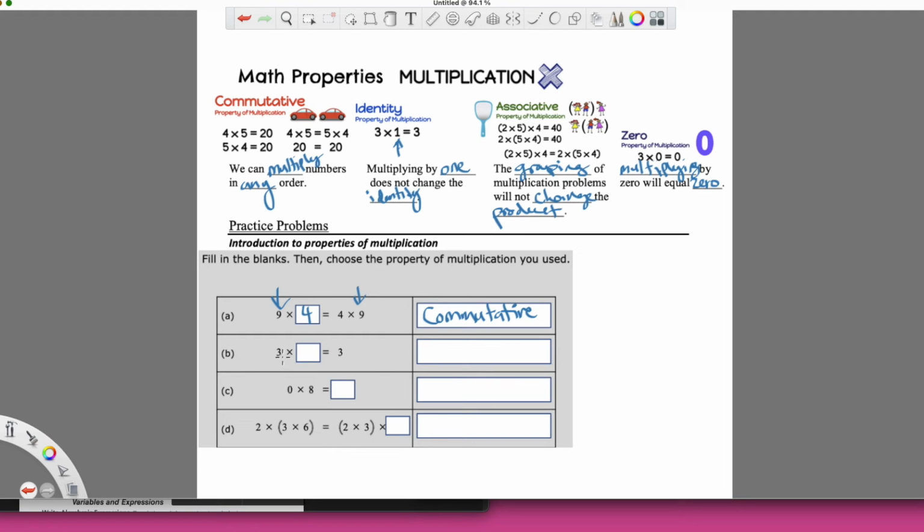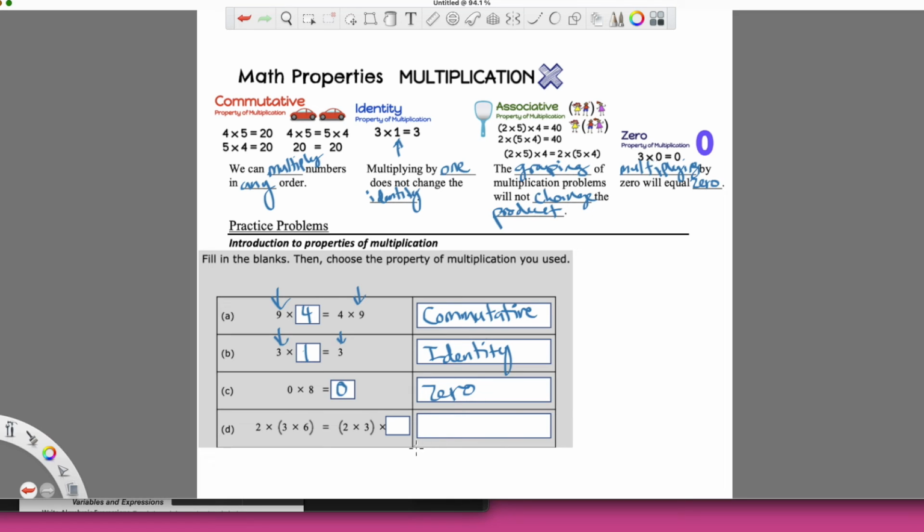3 times something equals 3. So I'm not changing the identity. It's 3 equals 3. So the only thing I can multiply here would be 1, because the identity is not changing. All right. 0 times 8 equals 0, because anything times 0 is going to be 0. And that is our zero property.